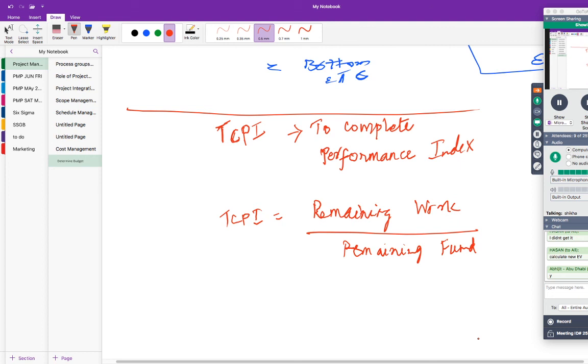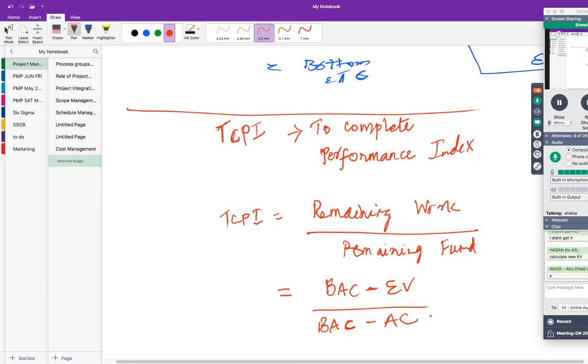That's the meaning, right? So what is remaining work? Formula for remaining work, we already know. It is BAC minus EV. This is your remaining work. So what is your remaining fund? We already know. BAC minus AC. Okay, so this is your remaining work and this is your remaining fund. You get it? So this is the formula for TCPI.